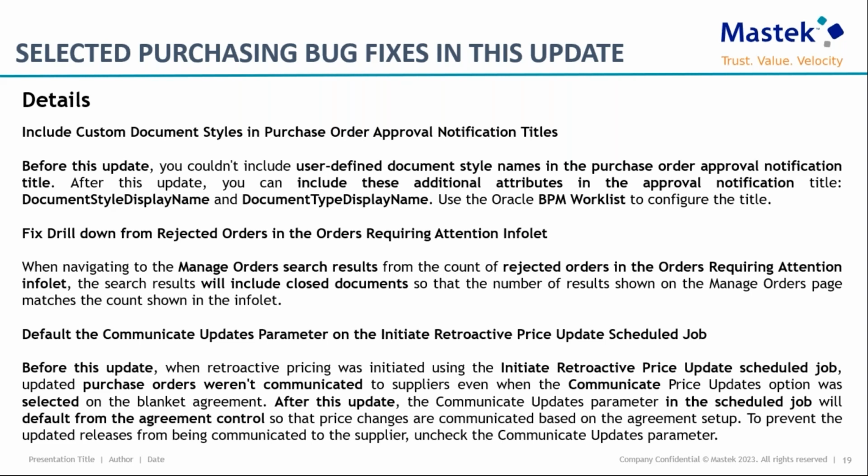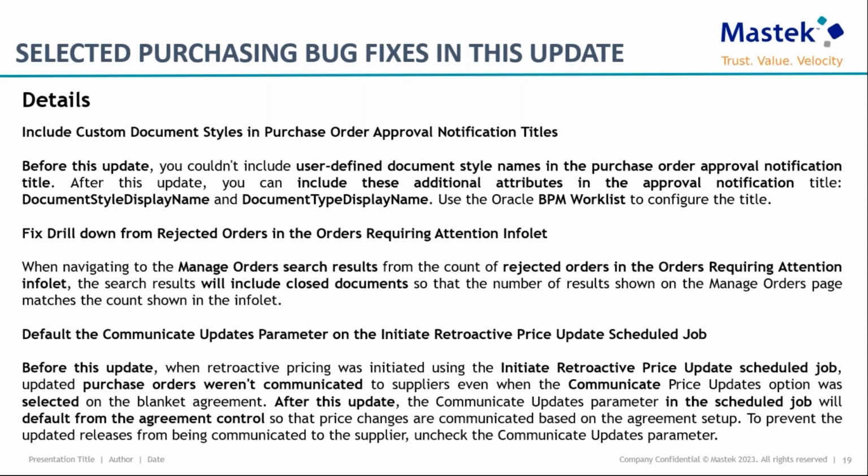Next bug fixing is fix drill down from rejected orders in the orders requiring attention infolet. So in rejected orders in orders requiring attention, if we go to manage orders from this infolet, the search result will now include the closed documents as well, so that we can have an overall picture and it matches the count on the infolet.